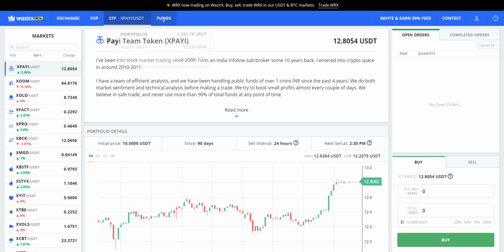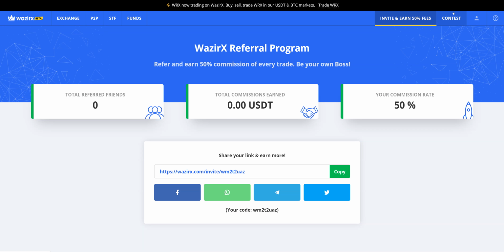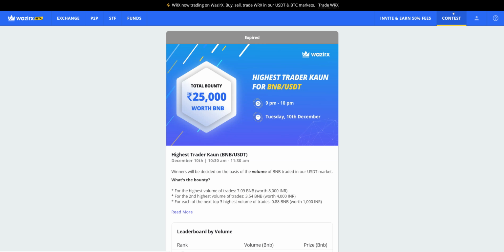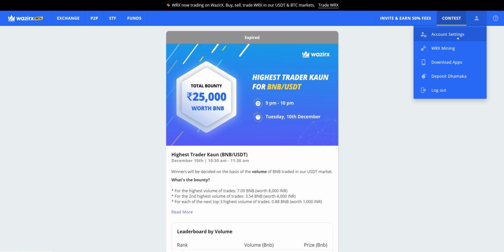Then you can also see your funds over there, right at this button right over here. You guys can see I have my WazirX in this exchange right now, and then you guys can also invite your friends. We were already on this page, and they also have contests on here as well. So they have 25,000 worth of BNB for sale over here. This is some sort of trading contest. And then over here, you can see your account settings, WRX mining. You can download the app, and you could also do this thing, which is called Deposit Dhamaka.